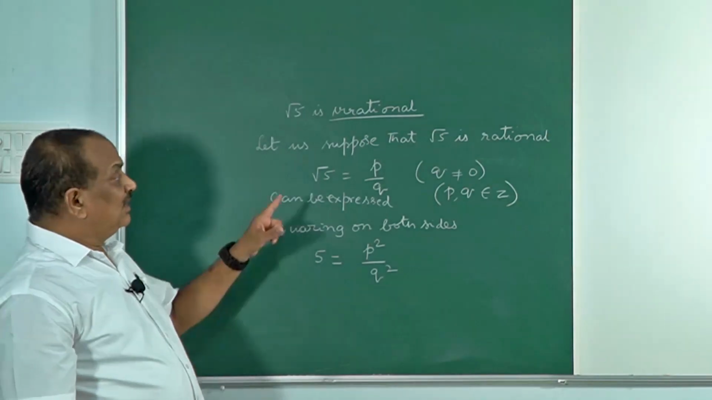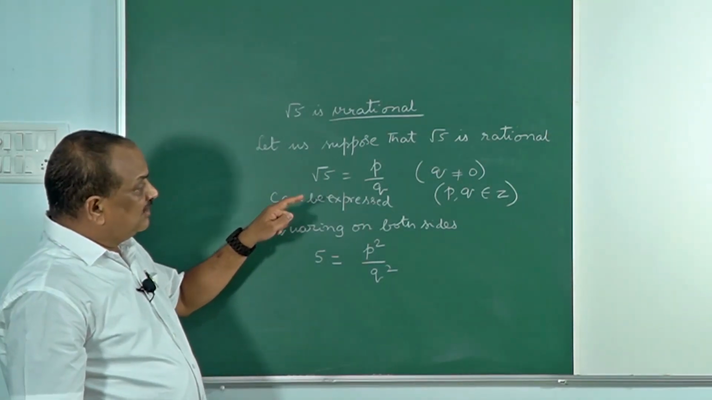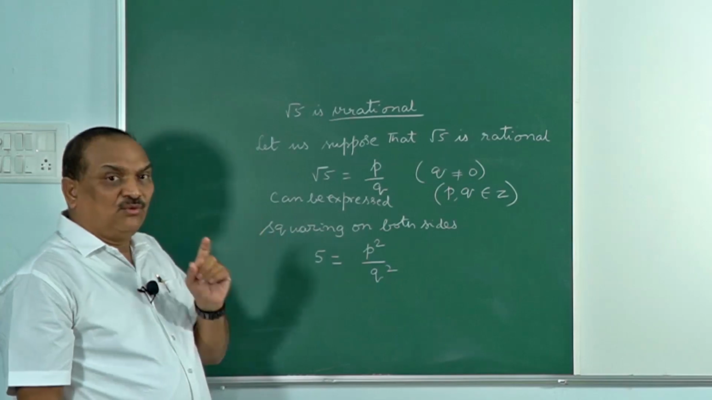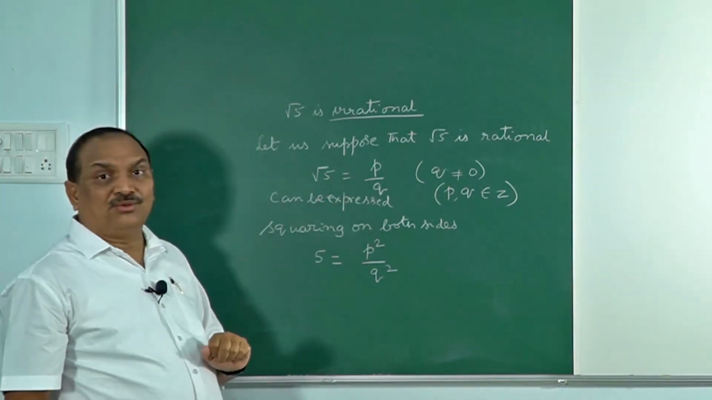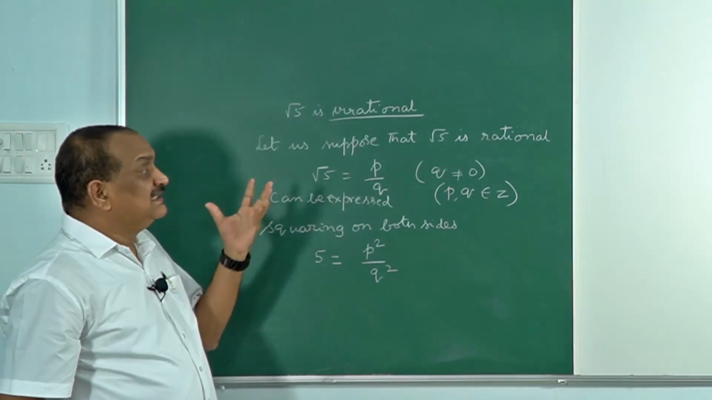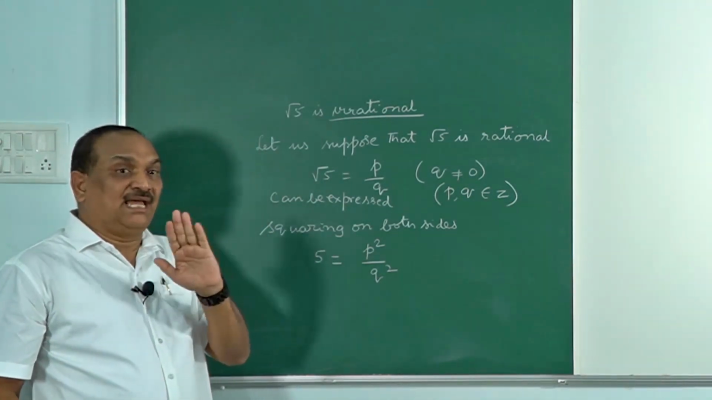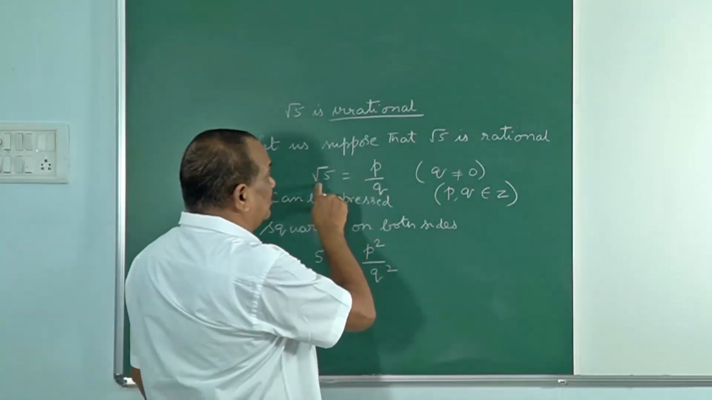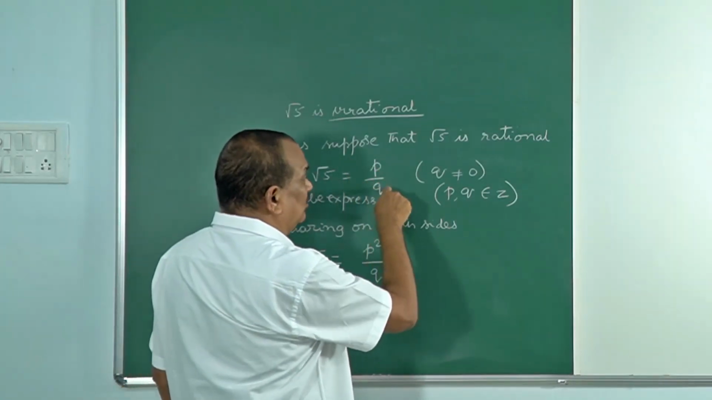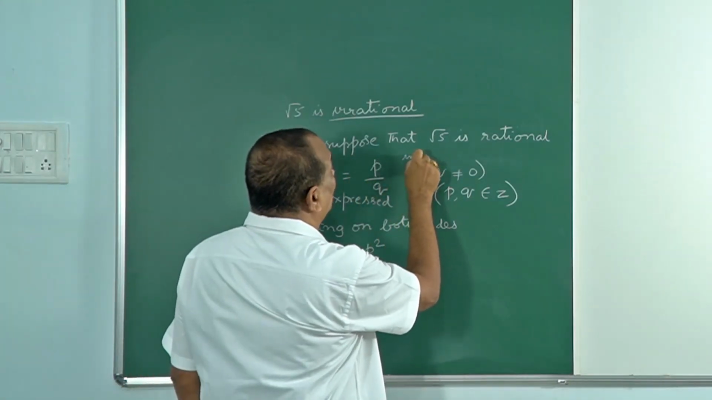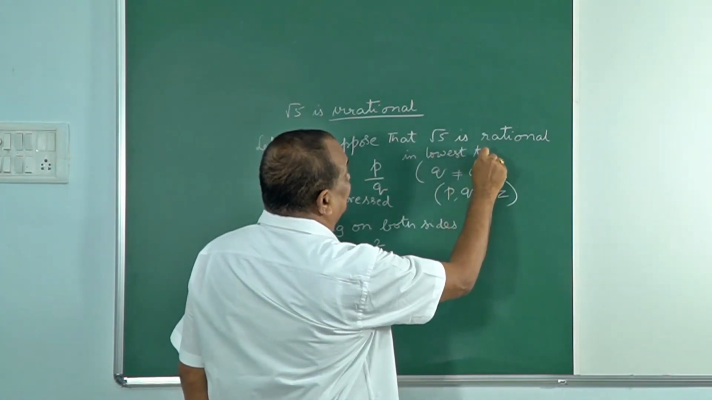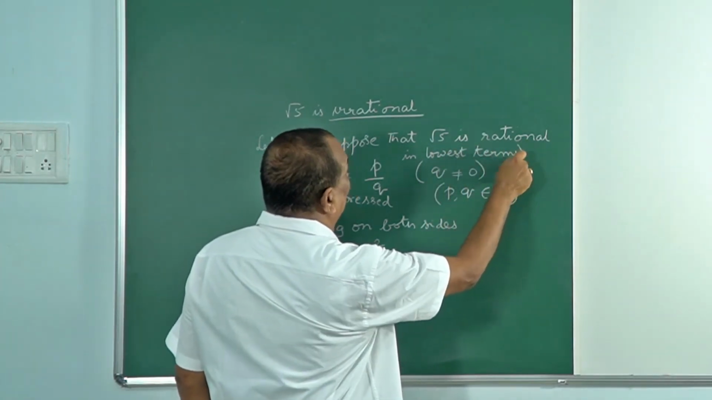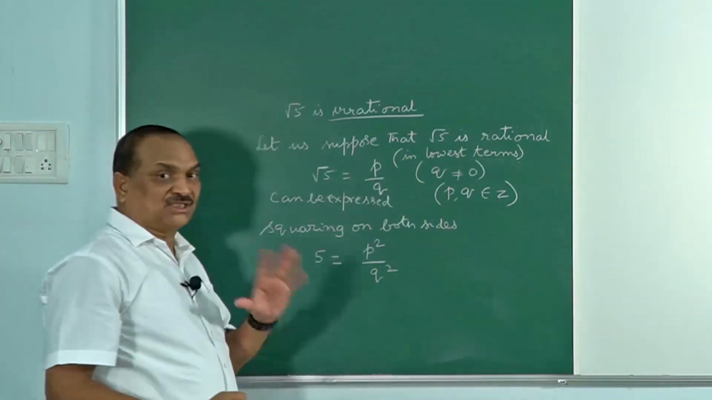Okay, now this is a very simple one. The only thing is your assumption here, p on q, is that it is in the lowest terms. There is nothing to cancel. Okay, root 5 is p over q, in lowest terms, because there is nothing to cancel. If possible, we have done.